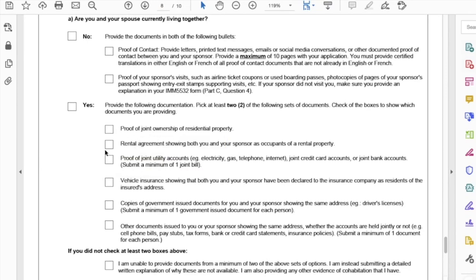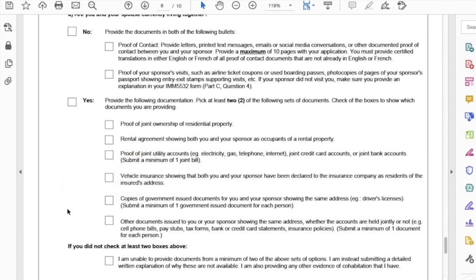In that case, you should provide the rental agreement showing both you and the sponsor as occupants. So just in case you don't have it, you can request your landlord or the agency through which you got your rental agreement. It can be amended and your spouse's name can be added to it. Please note, you have to select and provide only 2 of these. So if you can manage, let's say, these 2, then this is not required.